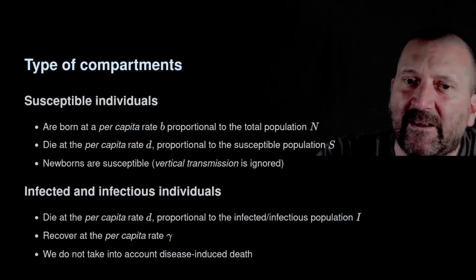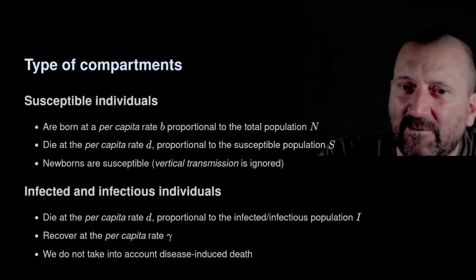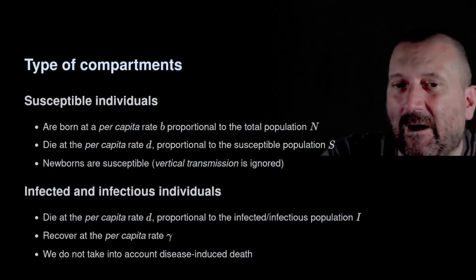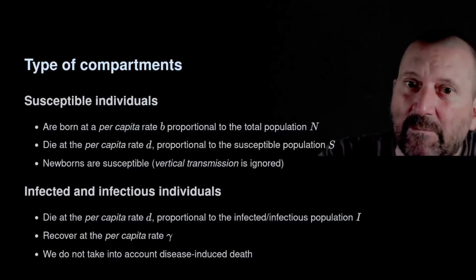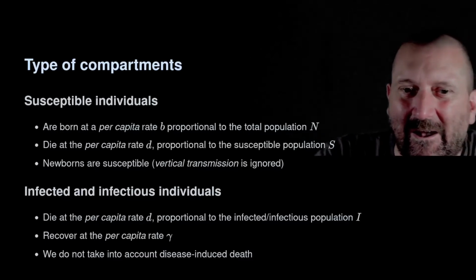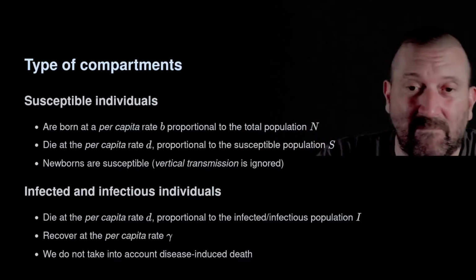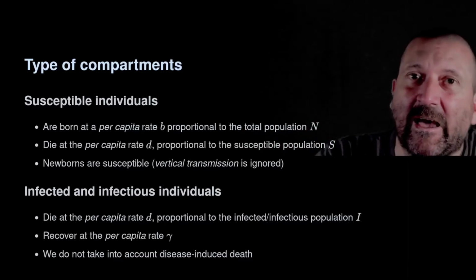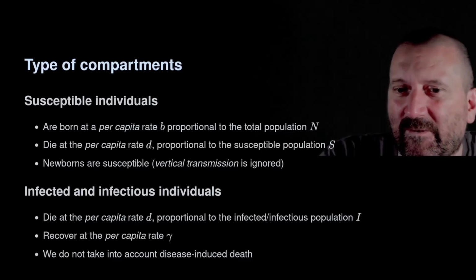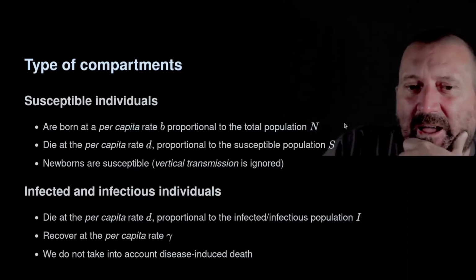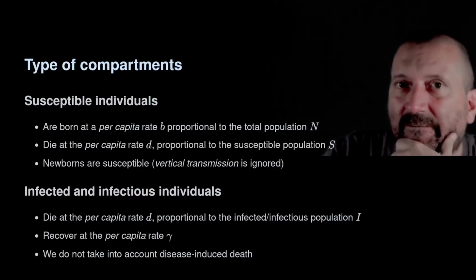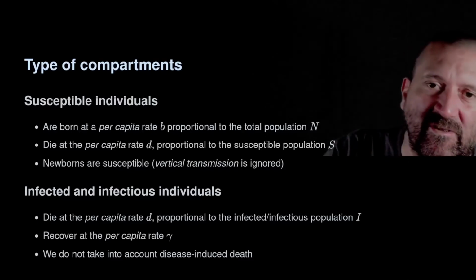Infected and infectious individuals are also subject to natural death. And that happens at the same rate D as birth and death. Okay. There's recovery, the same rate gamma, per capita gamma, as we had used in the previous model. And we also don't take into account disease-induced death. Okay, so we ignore the fact that the disease can kill you.